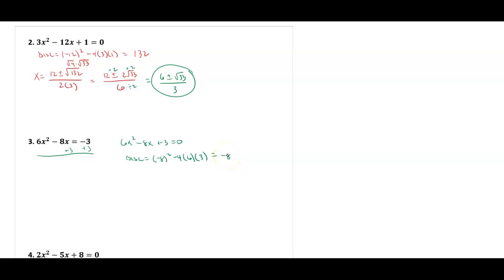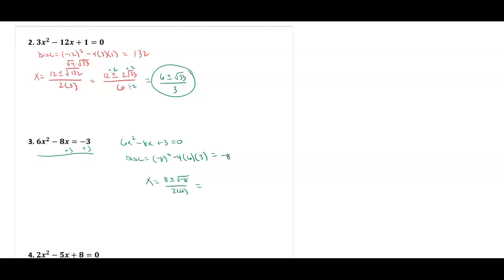Now technically this would be no solutions from what we did in the past, but now we're going to simplify it using the imaginary number i. So this is going to be the opposite of b, which is 8, plus or minus the square root of negative 8 all over 2 times 6.